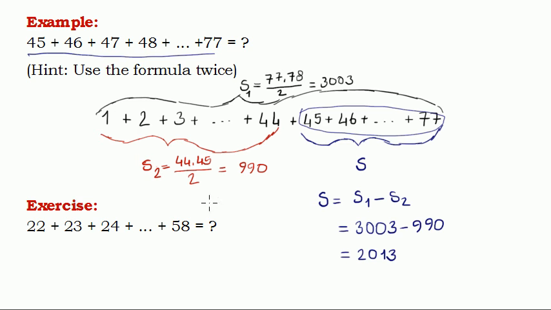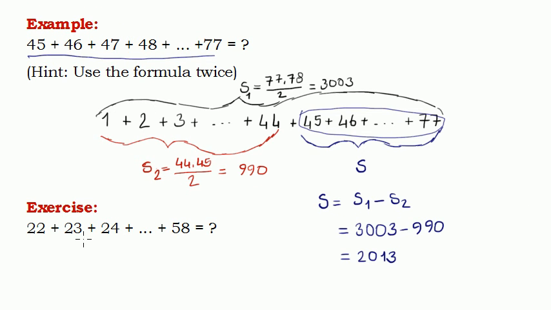Now please get your hands dirty and do this exercise. You will first compute the sum starting from 1 and going up to 58, and then you will compute the sum starting from 1 and going up to 21. You subtract the second one from the first, and you will compute the desired sum.